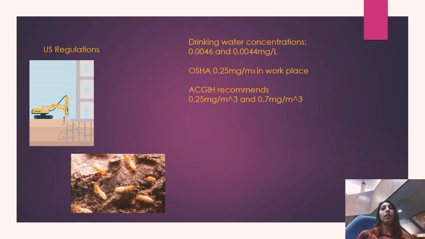Aldrin and dieldrin do have TLV-TWA recommendations from the ACGIH of 0.25 milligrams per cubic meter and 0.75 milligrams per cubic meter. So I went ahead and put up there the pictures of the termites to show what it was regulated for.